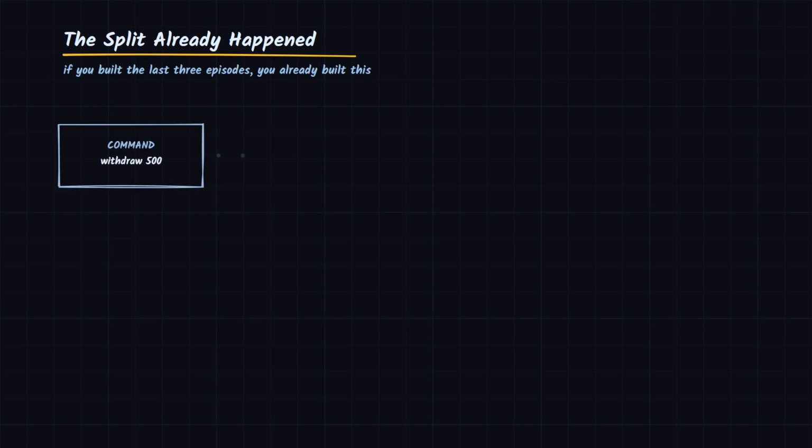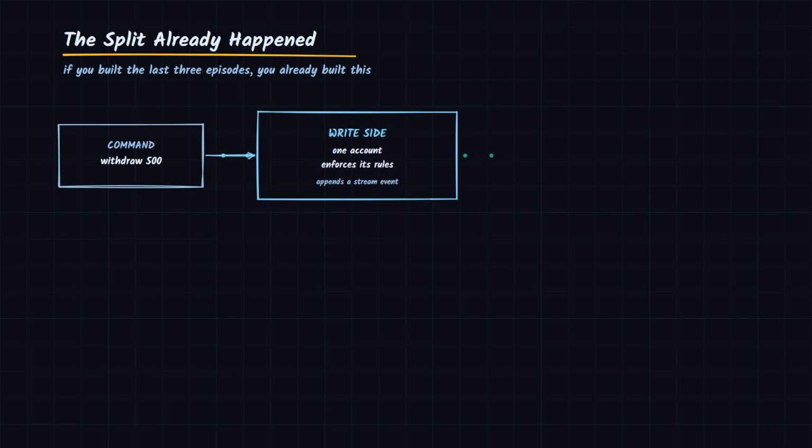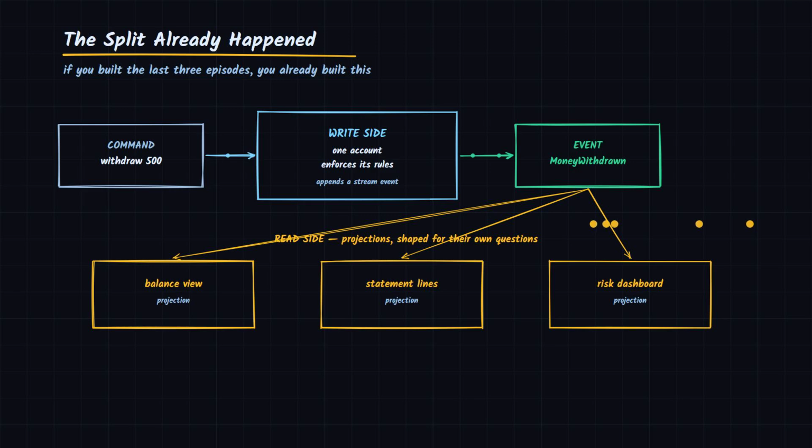The right side appends events to a stream and enforces its rules against one account. The read side has projections shaped for queries. You did not set out to do CQRS, you did it accidentally because event sourcing forces it. That is the honest relationship between these two patterns, and it is usually stated backwards.